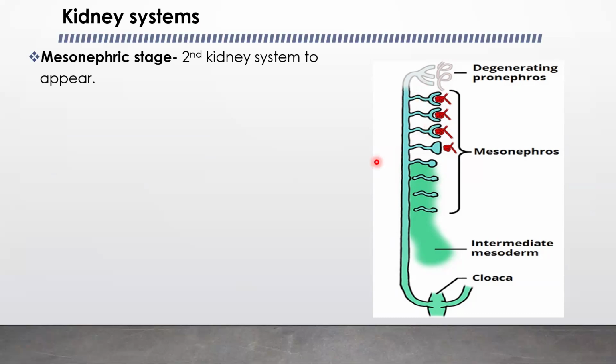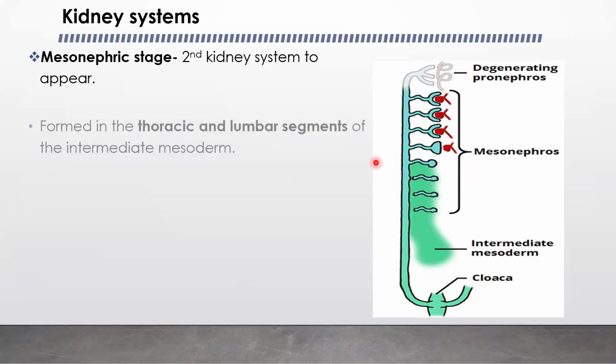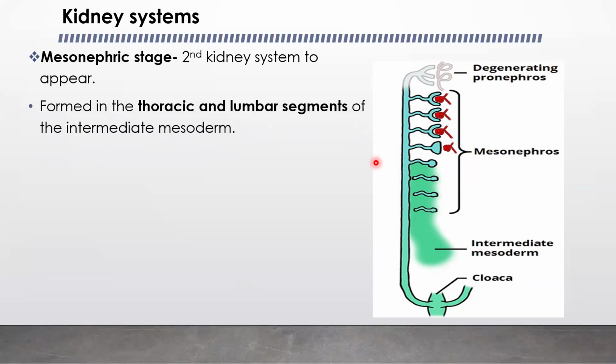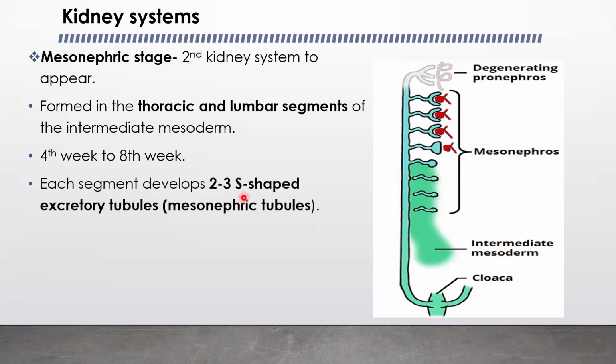So in the beginning of the fifth, or in the end of the fourth week, we'll have the mesonephros coming in, and they will develop around the thoracic and lumbar segments on the intermediate mesoderm. So they come in the fourth to the eighth week, or the beginning of the fifth to the eighth week. And then these ones will be functional.